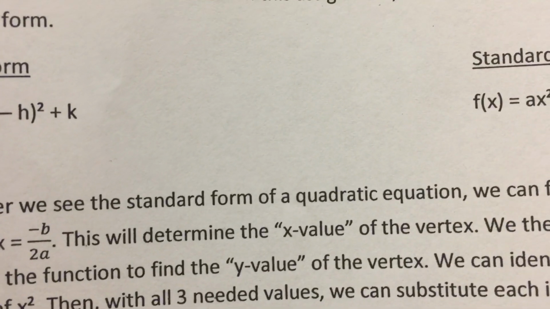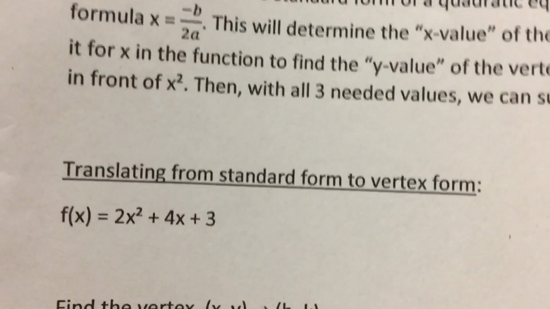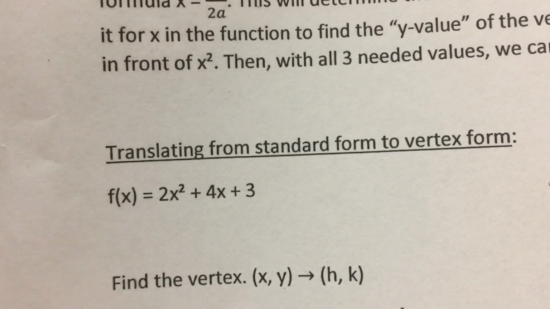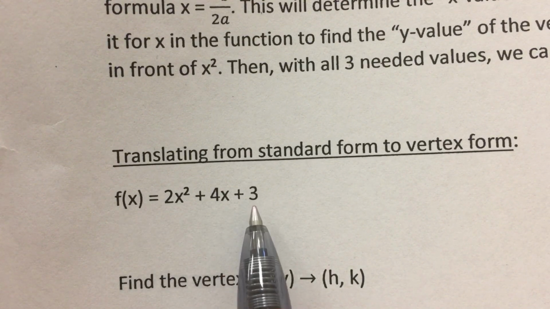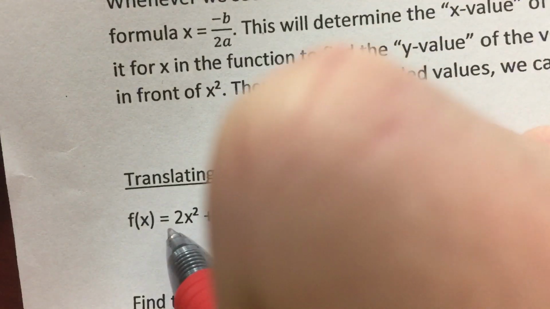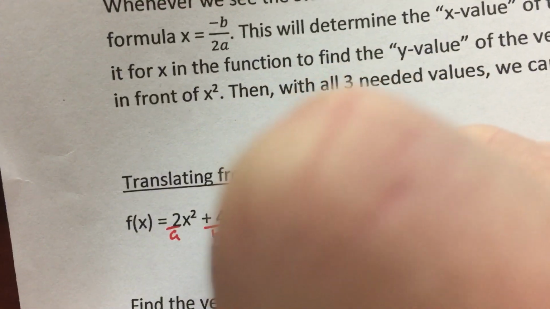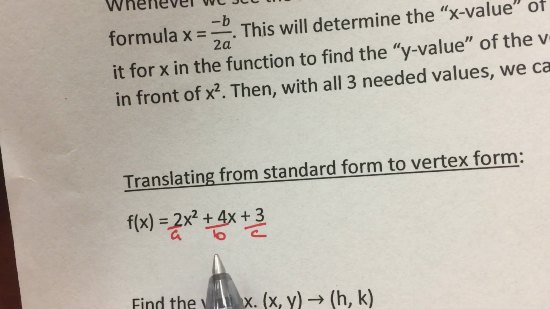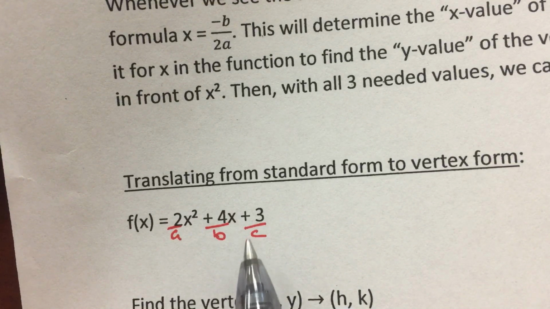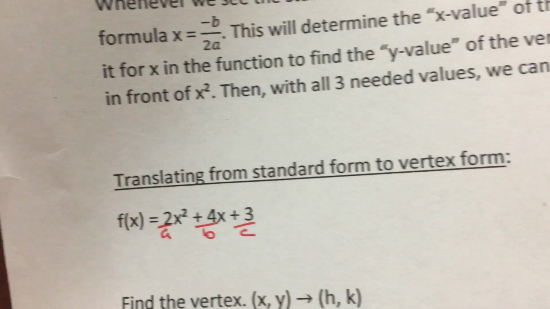So I have a list of instructions here that you can read as many times as you need to, but for the sake of this video, I'm just going to jump right into the first example. This is a quadratic equation written in standard form. You can clearly identify A, B, and C. A is the number in front of x squared, which is 2. B is the number in front of x, which is 4. C is the number without an x, which is 3.